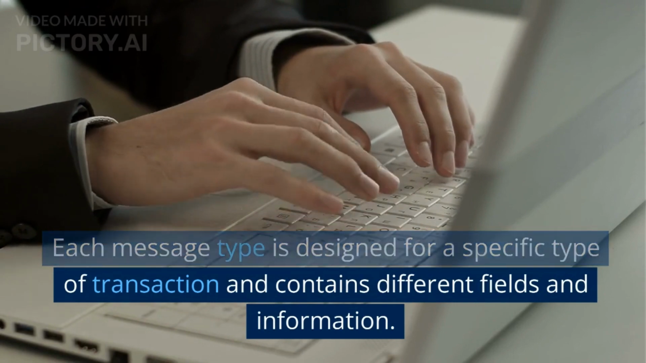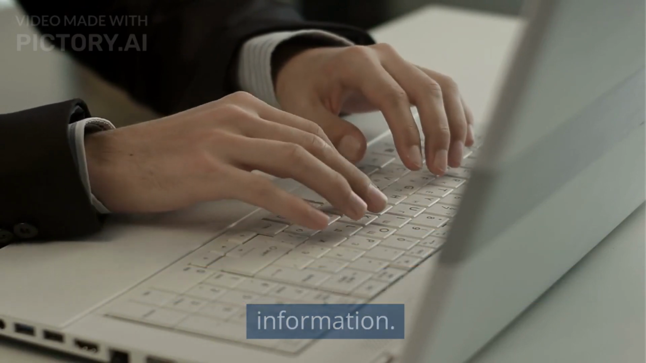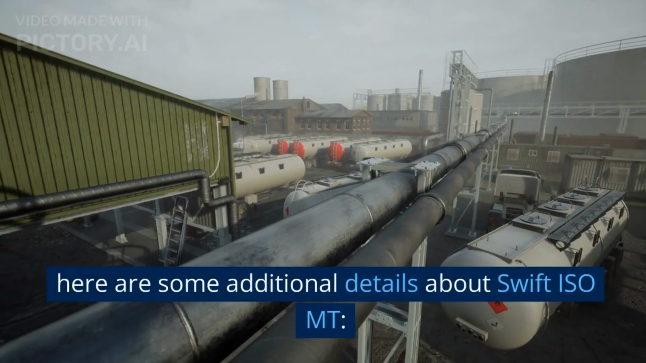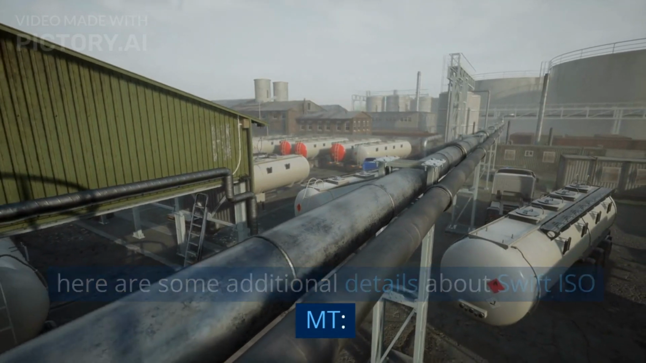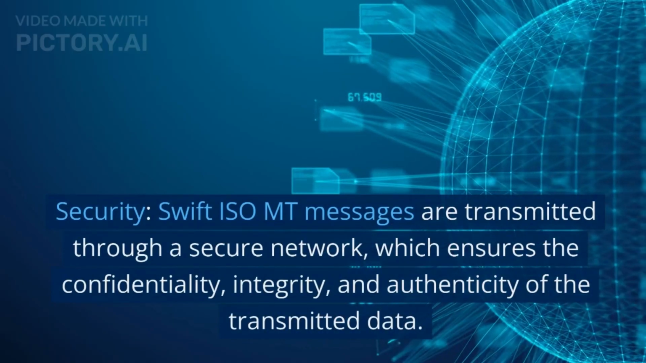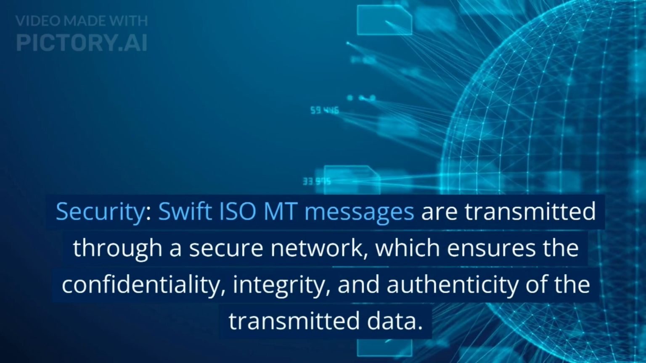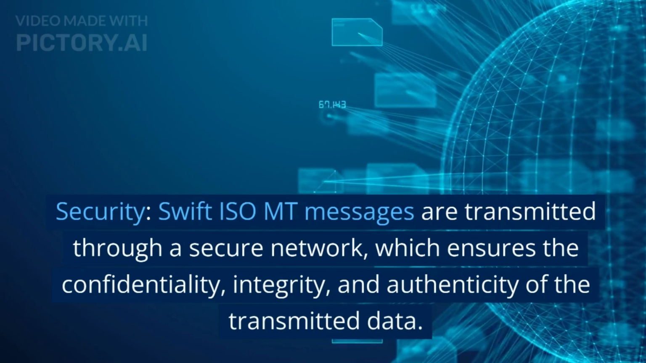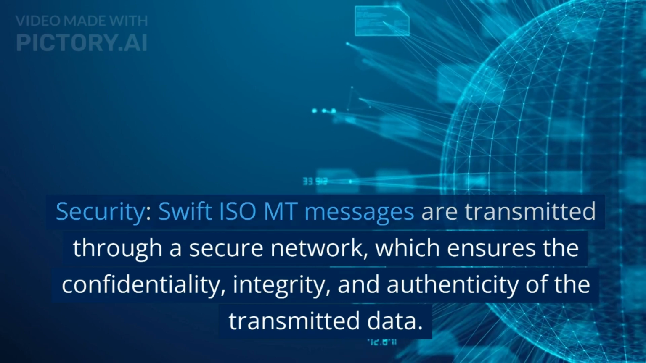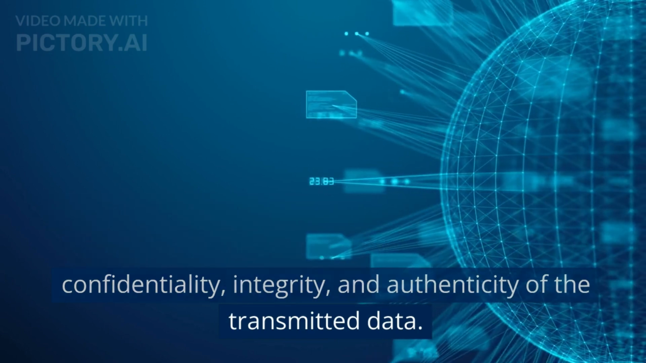Security: SWIFT ISO MT messages are transmitted through a secure network, which ensures the confidentiality, integrity, and authenticity of the transmitted data. This is achieved through various security measures, such as message encryption, digital signatures, and secure authentication mechanisms.